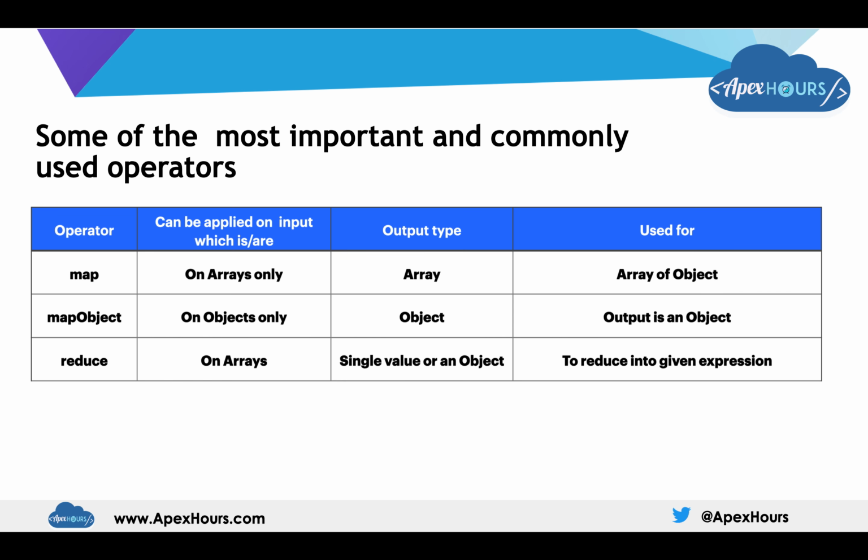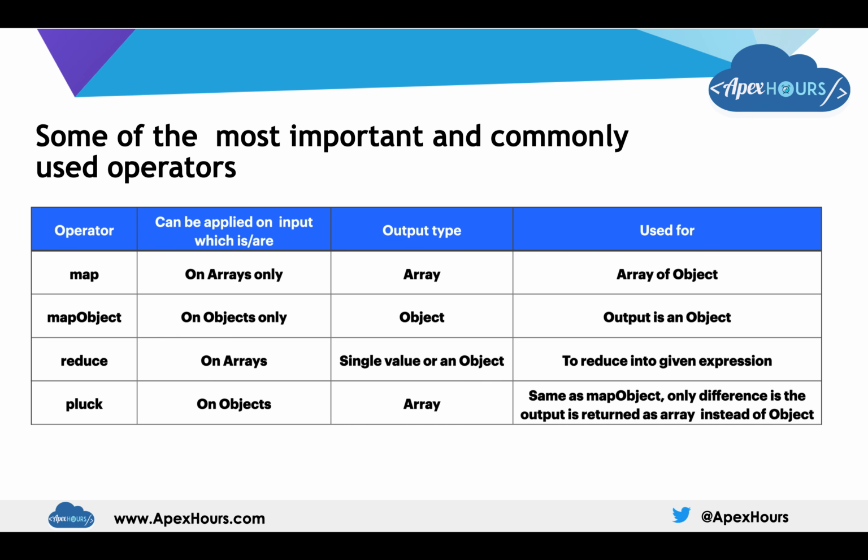And what is it used for? The name itself says reduce, right? It is used to reduce into a given expression. Whatever expression we write, it will reduce into that. Then the pluck operator is similar to the map object operator. It can be applied only on objects, but the output type will be an array. It is used the same as map object, but the only difference is that the output is written as an array.